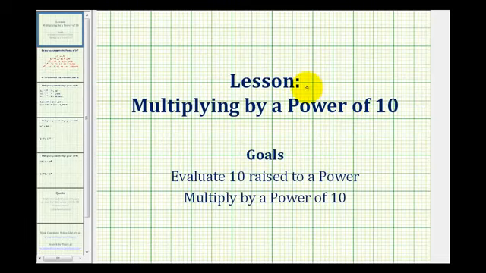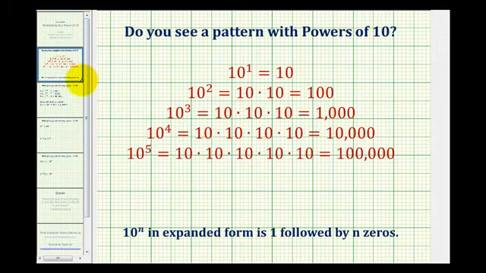In this lesson, we want to investigate multiplying by a power of 10. The goals are to evaluate 10 raised to a power, and then also to multiply by a power of 10. Let's first see if we can identify a pattern for powers of 10.